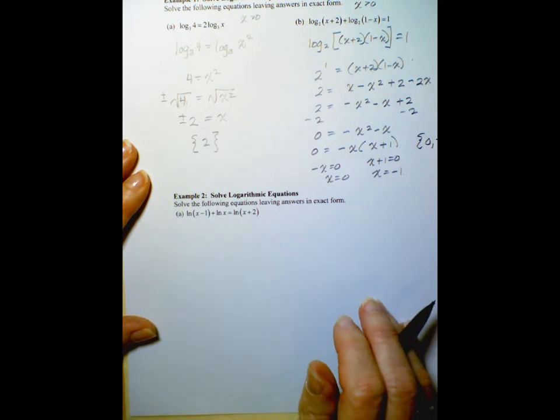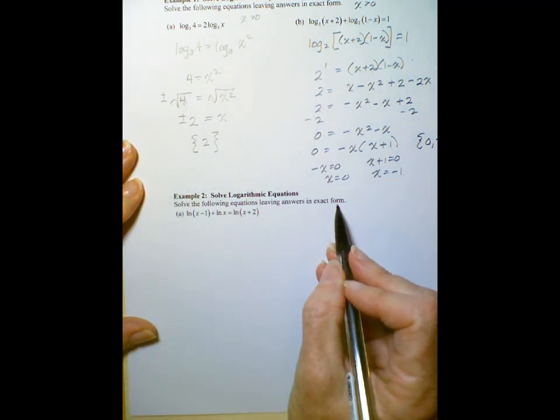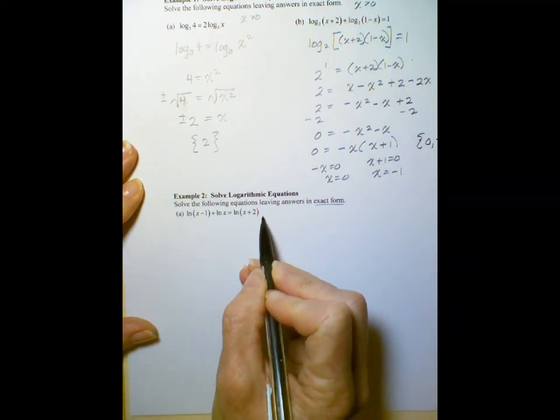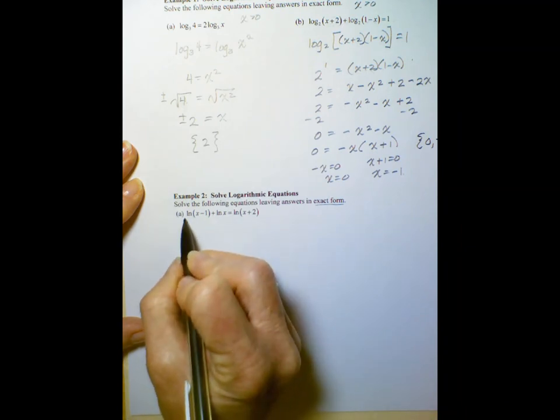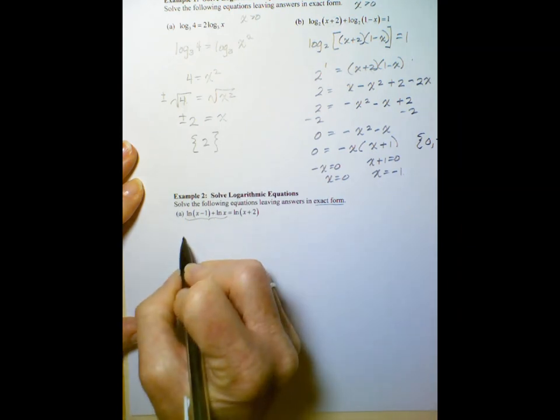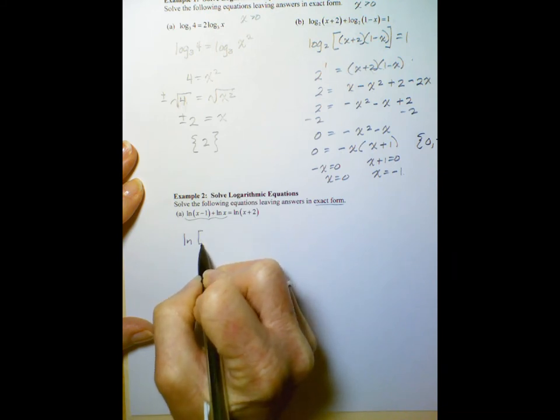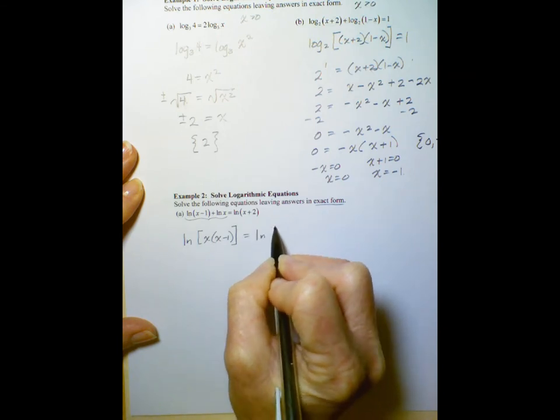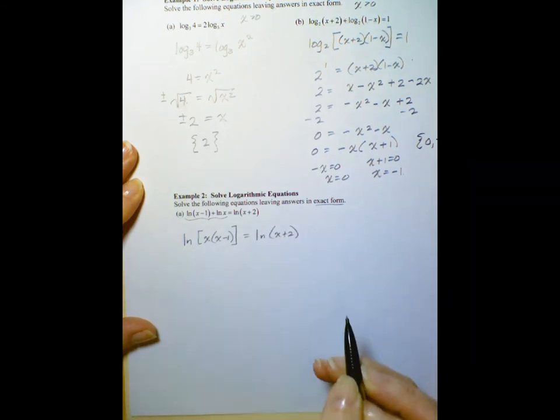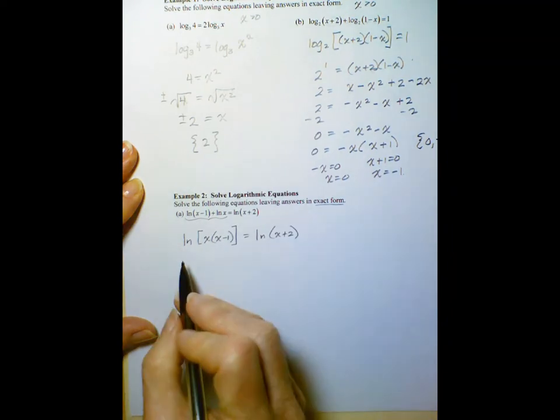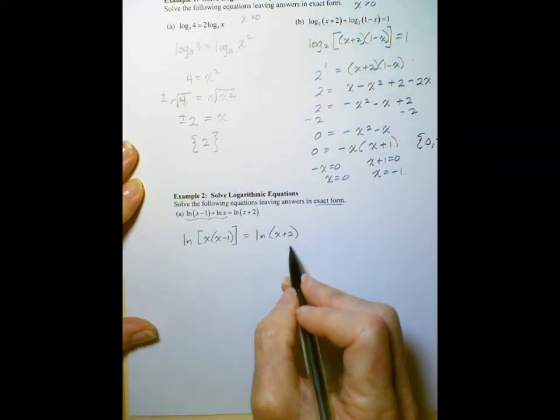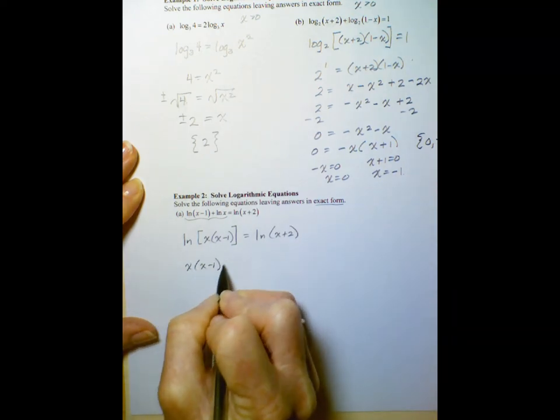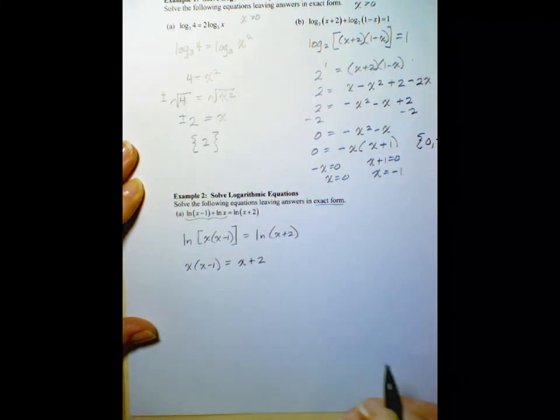Okay, let's look at example 2. Solve this equation leaving it in exact form. Okay, I have natural log plus natural log equals some natural log, right? So I can combine these two. It's a sum, so it'll be a product. And I'm just going to put the x in front of the x minus 1 to show that. And that's the natural log of x plus 2. And so now I have log equals log. That's number 9. If the log base a of m equals the log base a of n, then m must equal n. So then x times (x minus 1) must equal x plus 2. That has to be true.